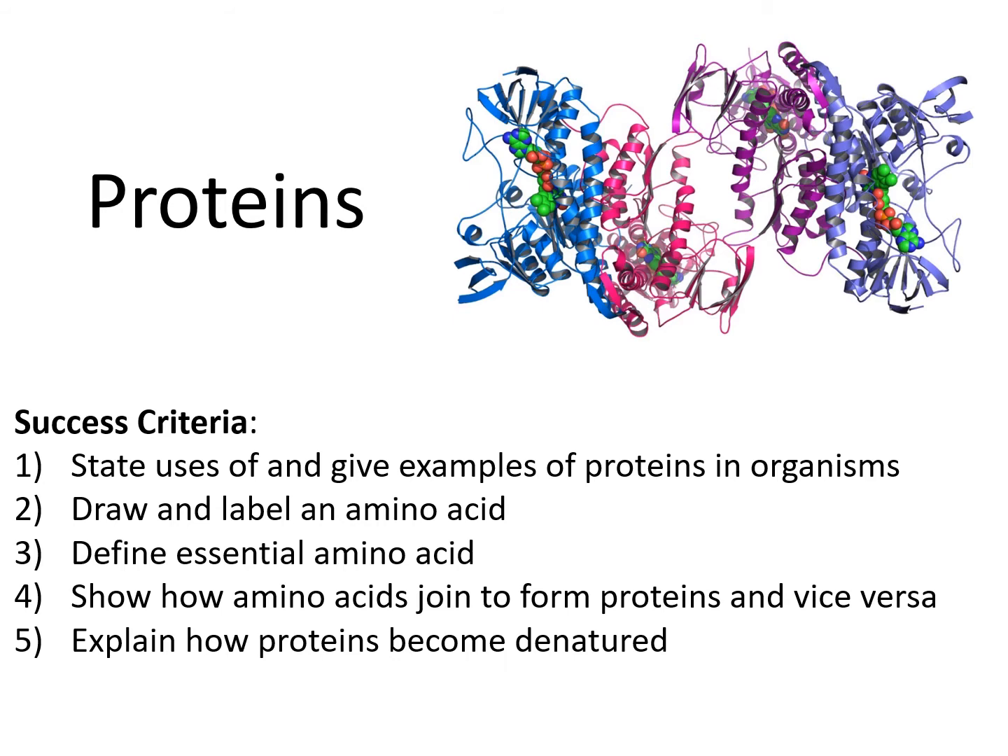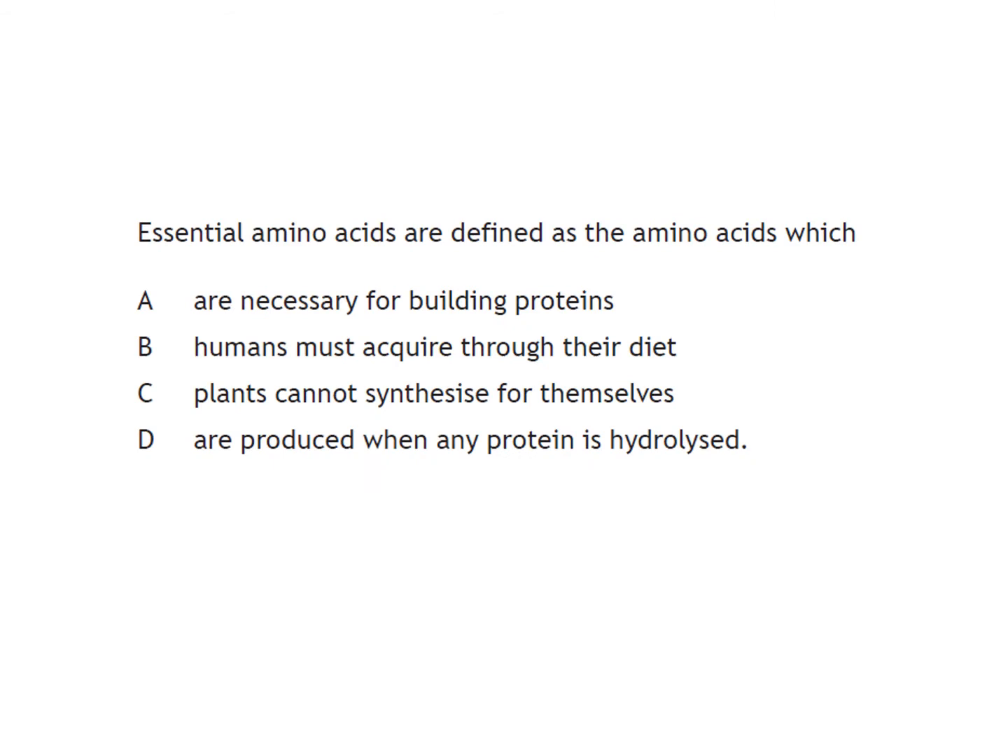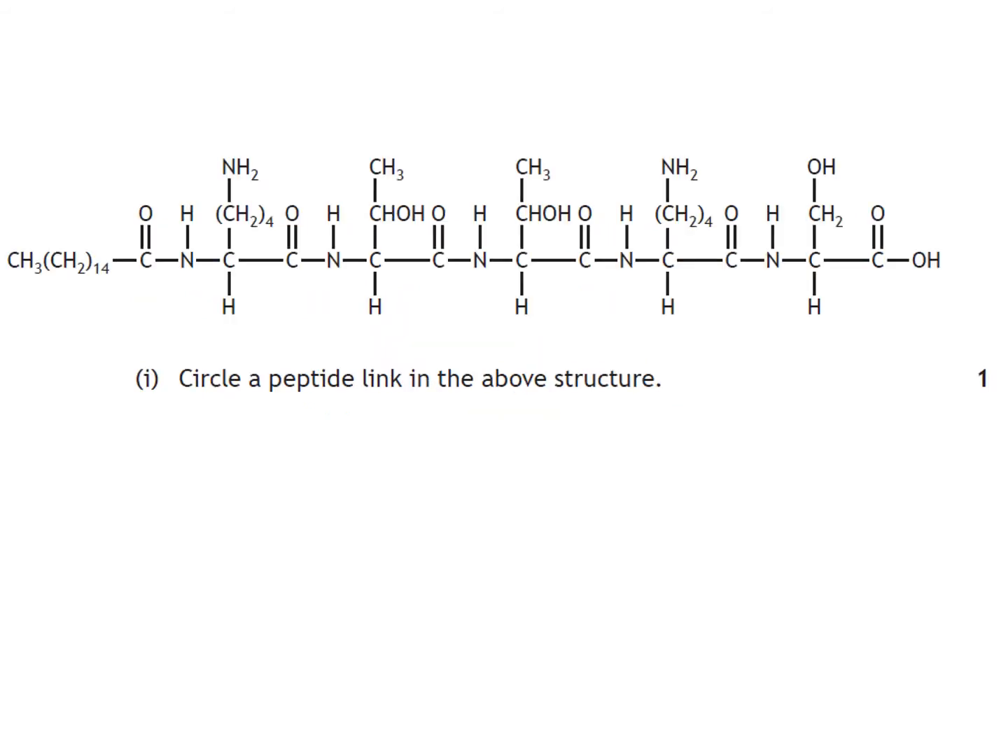The sort of questions we can expect are as follows. Something called essential amino acids here. Can you define that? We've got a long structure of a piece of protein here. Can you circle something called a peptide link in this? So we're having to look at the structure and identify different parts of it. Those are the sort of questions we can expect, and we'll go through them later on.